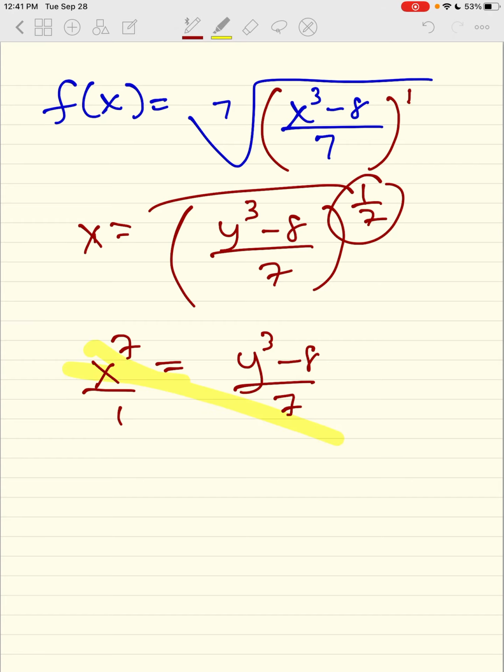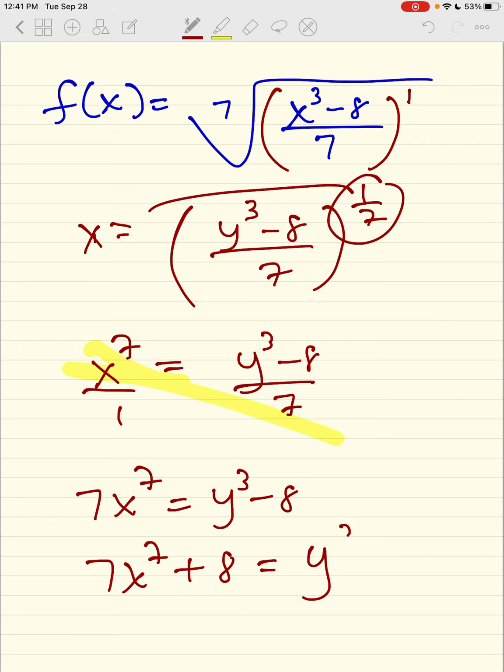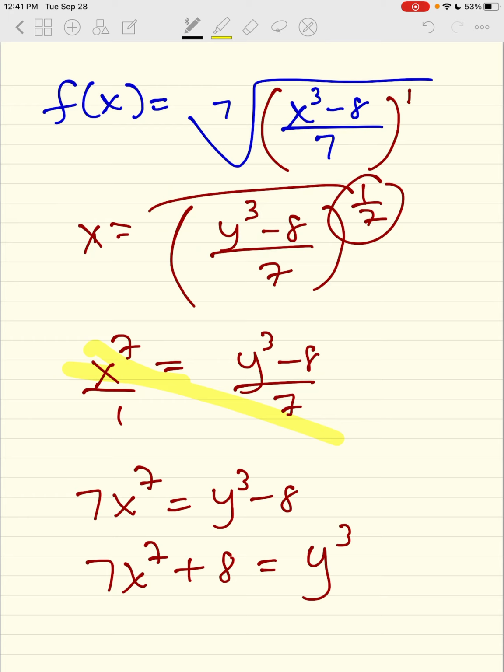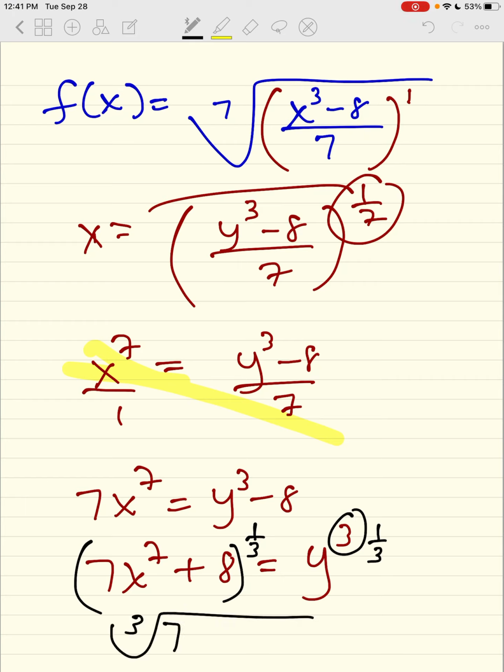So this times this equals, okay, we're going to add 8. And then, once again, in order to get rid of an exponent, you raise the entire other side by its reciprocal. So therefore, this is my final answer, or you might see it looking like this.